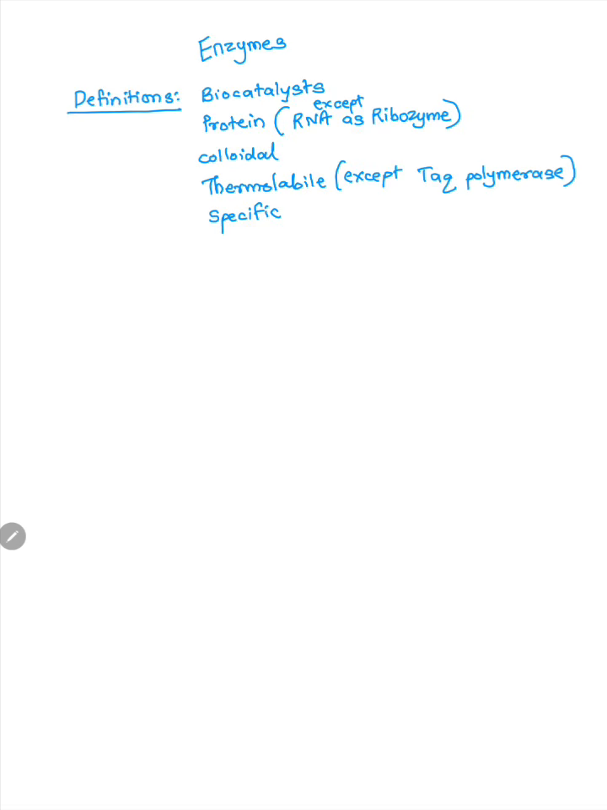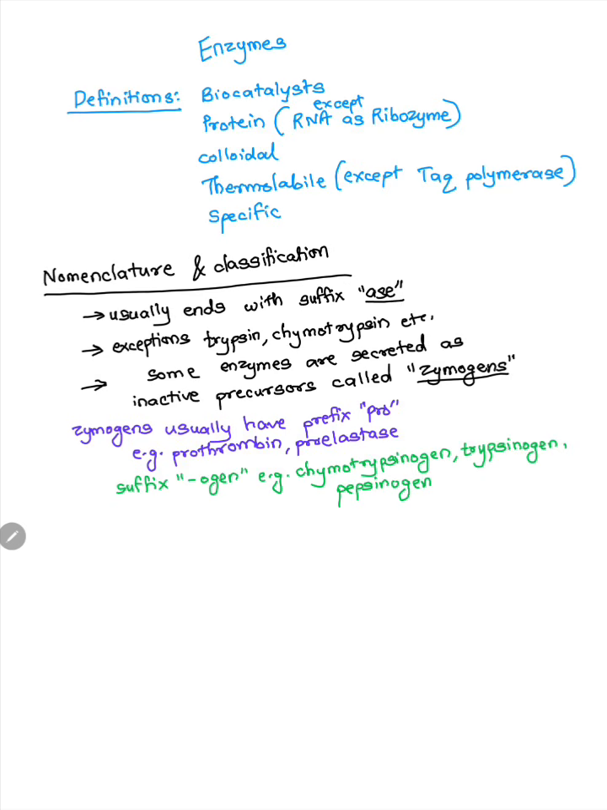This was about the concept of enzymes, and then we will go to classification of enzymes. So coming to the nomenclature and classification of enzymes, enzyme names usually end with the suffix ase, like urease, elastase, lipase, and that generally also tells you the reaction that it catalyzes or the molecule on which it acts, like urease acts on urea, lipase acts on lipids. But there are some exceptions, like trypsin, chymotrypsin, etc., that don't end with this suffix ase.